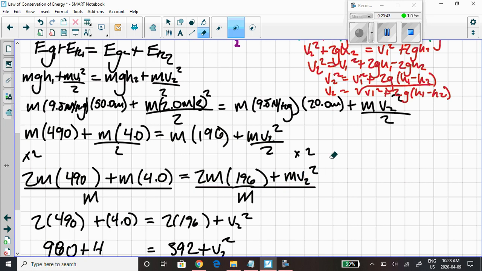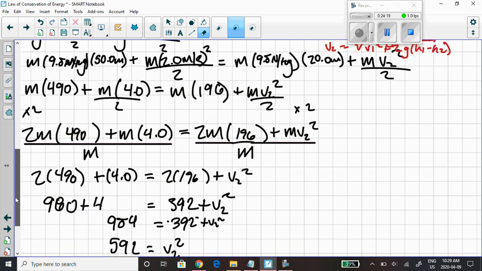Now remember, the other thing we're doing is we're dividing both sides by m. So I'm dividing this side by m, and I'm dividing this side by m. Well, look what happens. The m cancels out of this term. So I'm just left with 2 times 490. The m cancels out of this term. So I'm just left with a 4. The m cancels out of this term. So I'm just left with 2 times 196. The m cancels out of this term. And I'm just left with speed in the second situation squared. I didn't need to know the m. The mass cancels. That's kind of cool.